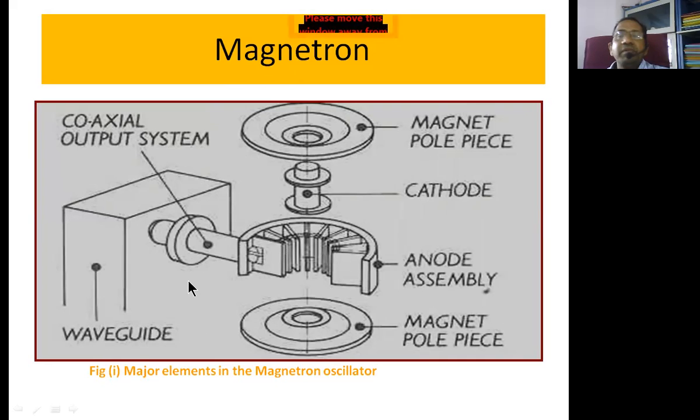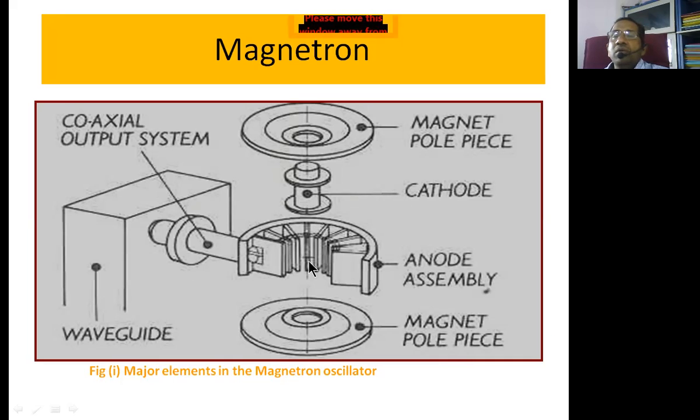A magnetron is a cylindrical kind of setup where the two exterior ends are called magnet pole pieces, and in between these two magnetic pole pieces we have an anode assembly with cavities. What is a cavity? A cavity is nothing but a hollow space where the electrons form bunches. That is what is called a cavity space. And obviously there should be some electron gun inside, so you have a cathode.